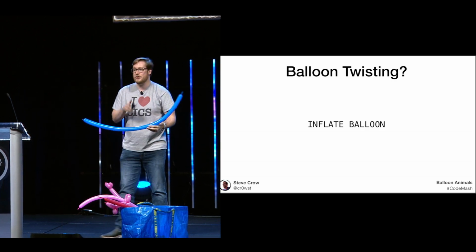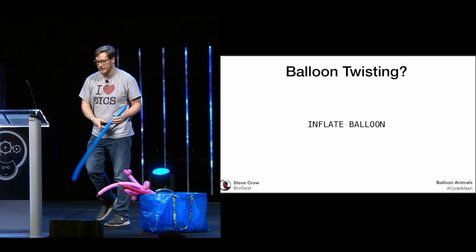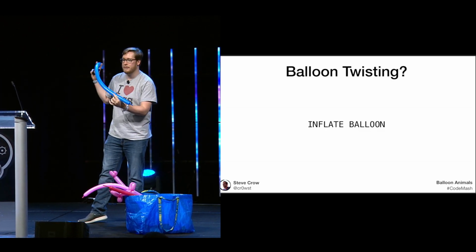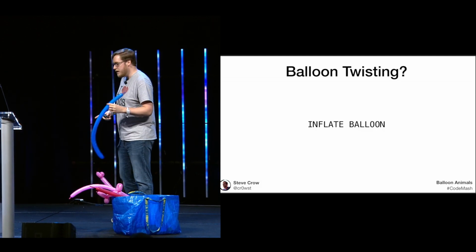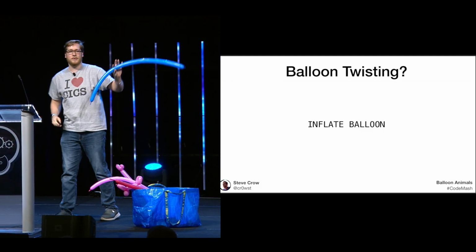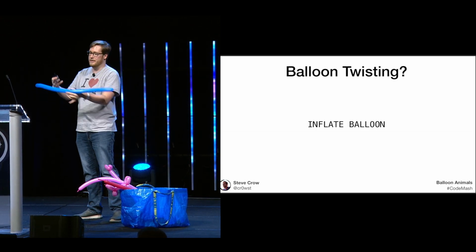I can make two animals. I can make the snake, and I can make the dog. And I guarantee most of you can probably make the snake. Maybe afterwards you'll learn how to make the dog. So inflate balloon, that's the first thing we do. That's our hello world, to make sure that we understand how to actually get the balloon into this state.